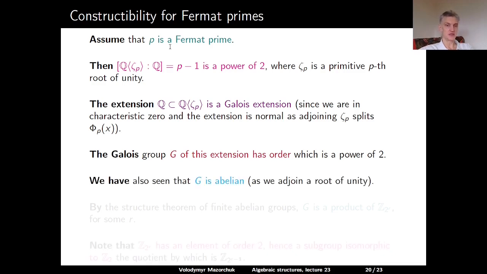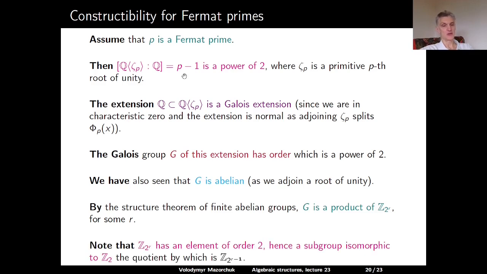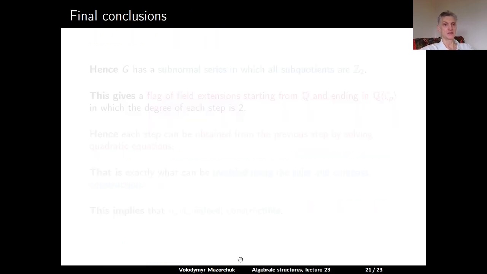The Galois group of this extension is a group whose order is a power of 2. And since we add a root of unity, this Galois group is abelian. By the structure theorem of finite abelian groups, this Galois group is a product of cyclic groups. So G is a product of cyclic groups whose orders are powers of 2. Note that Z_2^r has an element of order 2, and this element generates a subgroup isomorphic to Z_2, and the quotient by this subgroup is exactly Z_2^(r−1). So our Galois group G has a subnormal series in which all subquotients are Z_2.